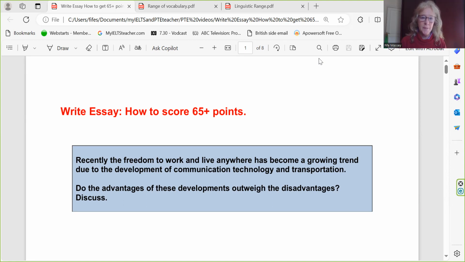So let's take a look at how you're going to get those 65 points in your writing for PTE from the essay. So here we have an essay question. We've got the statement at the start, followed by the question itself, which is asking us to look at the advantages and the disadvantages of this situation, and perhaps to decide whether one is more important than the other. All right. How are we going to approach this task and complete it in 20 minutes? Let's take a look.